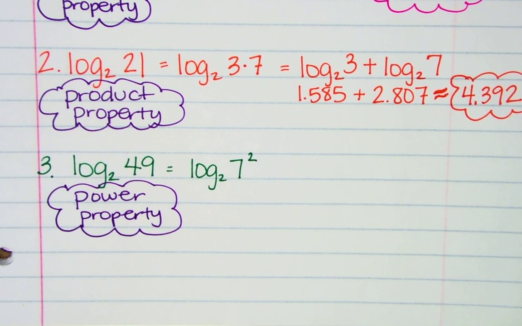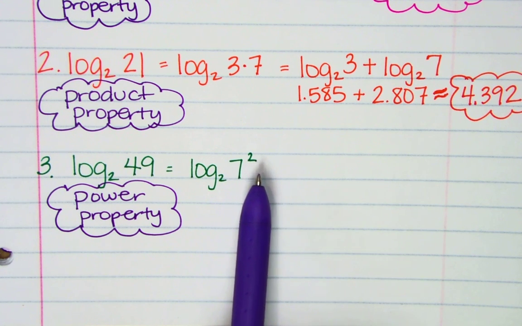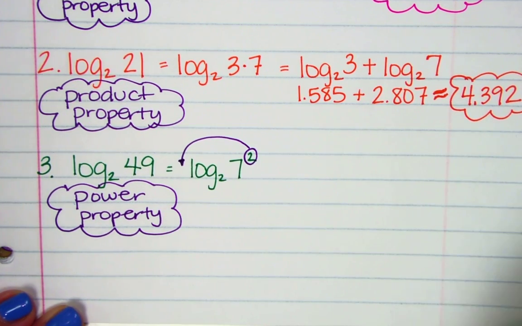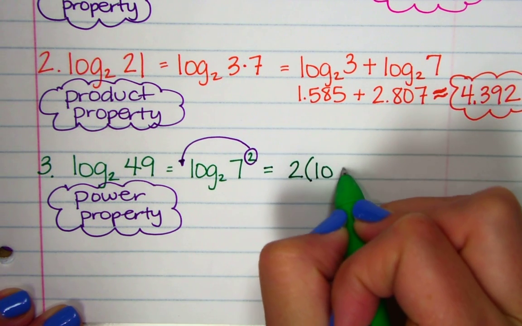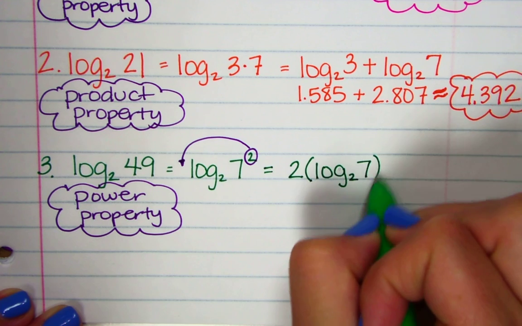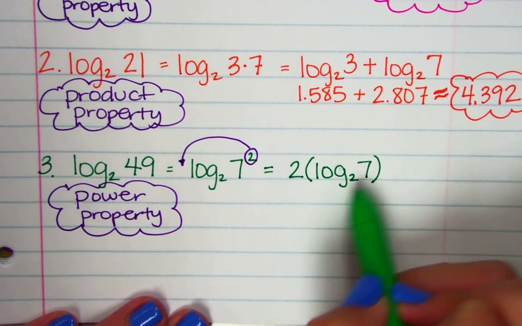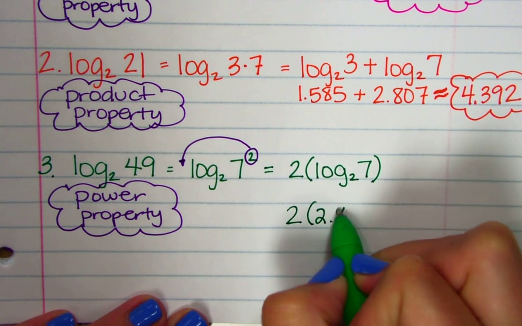You could also use product by doing 7 times 7. But since we already did quotient and product, I want to do one of each, so we're going to use power. And what did we say happens to the exponent when you have the power property? It goes to the front. It goes right out front. So that means it is 2 times, I'm going to put it in parentheses to make it a little easier to see, 2 times log 2 of 7. I just put it in parentheses so it's easier for me to evaluate. So 2 times, well, we know what log 2 of 7 is. It's 2.807. So 2 times 2.807.